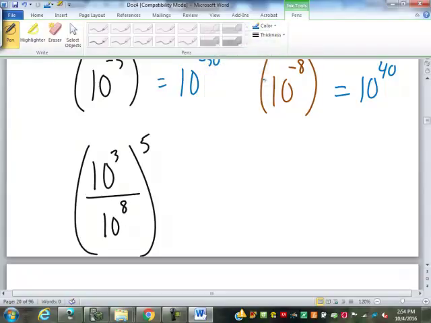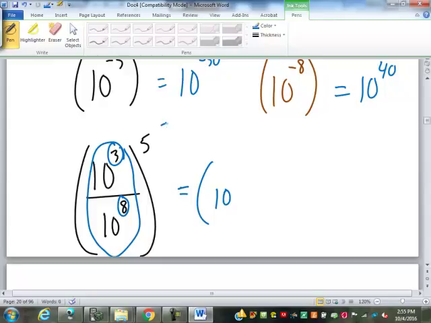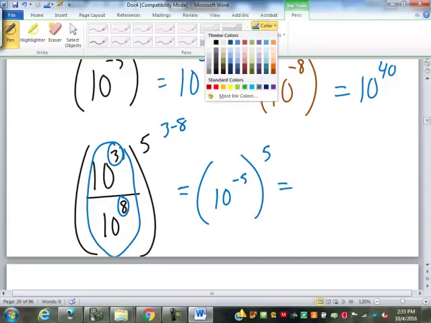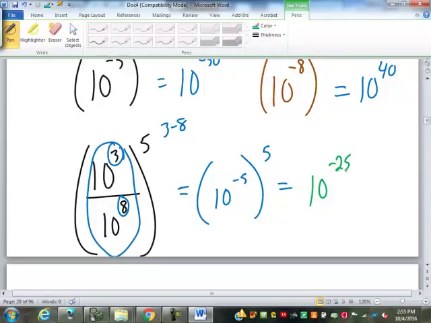How about this? Okay. Well, I can do this in a couple of different ways. I can do the power first, or I can do the division first. Now, order of operations says technically I should do the parentheses first. Since I can combine the 10 to the third and the 10 to the eighth, I should do that. 10 to the third divided by 10 to the eighth is going to be 10 to the... What do I do with these powers? The 3 and the 8, I'm going to subtract. So 3 minus 8 is a negative 5. And then to the power of 5 is 10 to the negative 25. Negative 5 times 5 is negative 25.